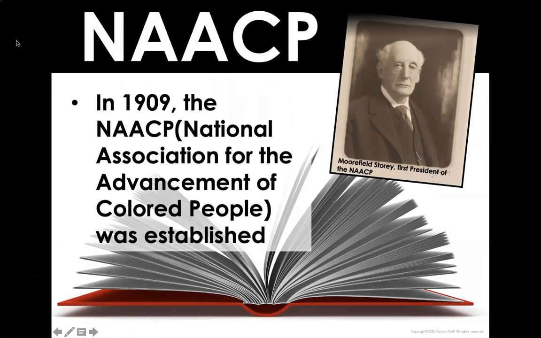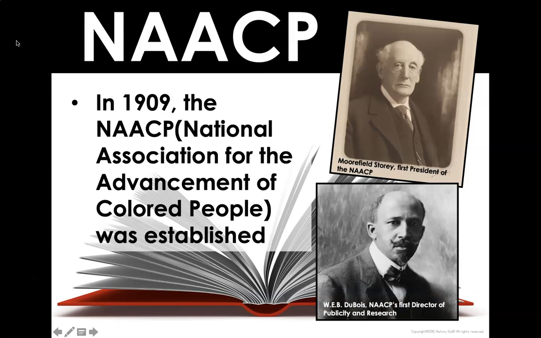So first thing that we'll talk about is the NAACP. The NAACP was founded in 1909, and it stands for the National Association for the Advancement of Colored People. If you look at this picture here, this is Moorfield Story. He is the first president of the NAACP. And then you also have W.E.B. Du Bois, who is the NAACP's first director of publicity and research. And if you remember, we did an activity earlier on W.E.B. Du Bois.